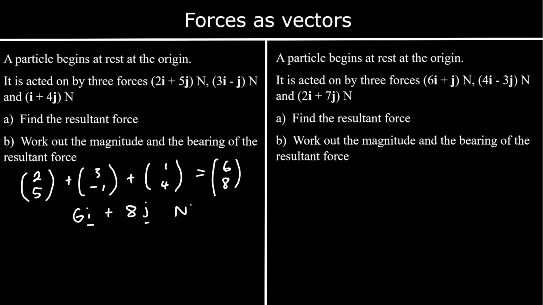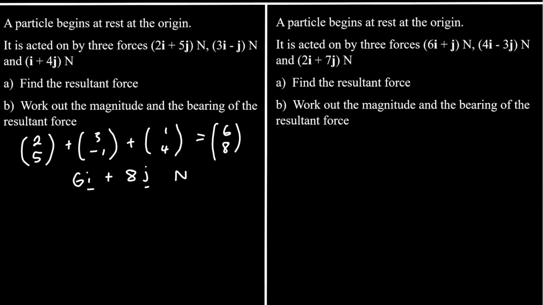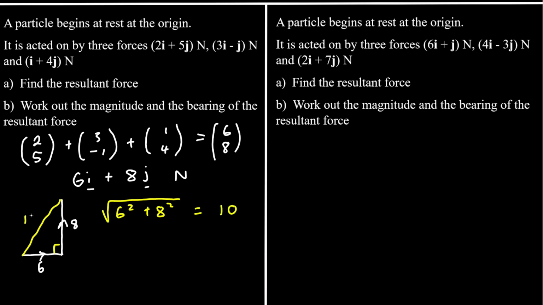Work out the magnitude and the bearing of the resultant force. So it's going 6 to the right and 8 up. So the magnitude is the length of the hypotenuse. So it's the square root of 6 squared plus 8 squared, and it's a Pythagoras triple. It's 10. So the resultant force is 10 newtons.